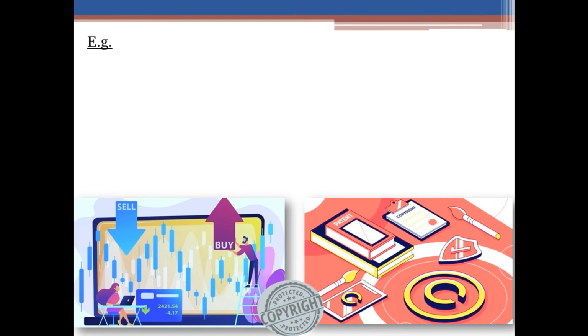A few examples for you. We have shares in a company. They use cession. Patents and trademarks, they also use cession.